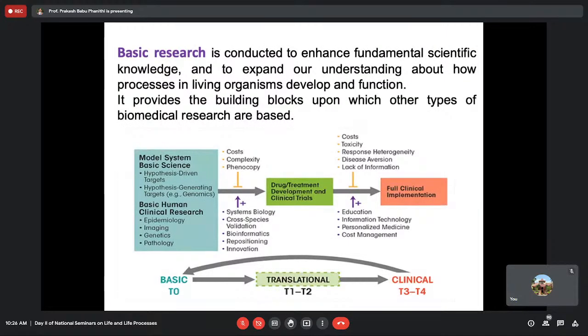Normally, basic research is a very essential thing, so that we can identify the fundamental processes, fundamental knowledge, the fundamental mechanism of how things happen at the cellular level. Unless we know these basic processes, you cannot go for the applied part of it. So this is the whole era of translational research. Basic research should go to translational research, and this should go to the clinical side. This is the basic essence of my talk.